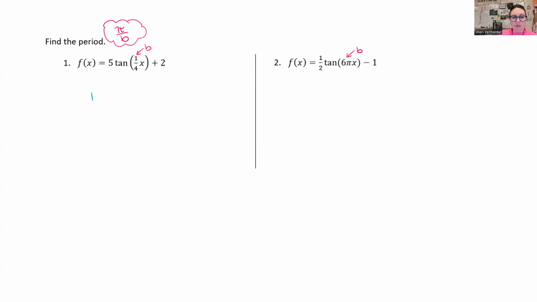So for problem number 1, we've got pi divided by 1/4. Even in an advanced class, we still sometimes struggle with dividing by fractions, but we need to remember keep, change, flip. We're going to keep the top fraction the same. We're going to change the operation to multiply, and then we're going to flip the bottom fraction, or multiply by the reciprocal. So we're going to multiply by 4/1. What does that equal?